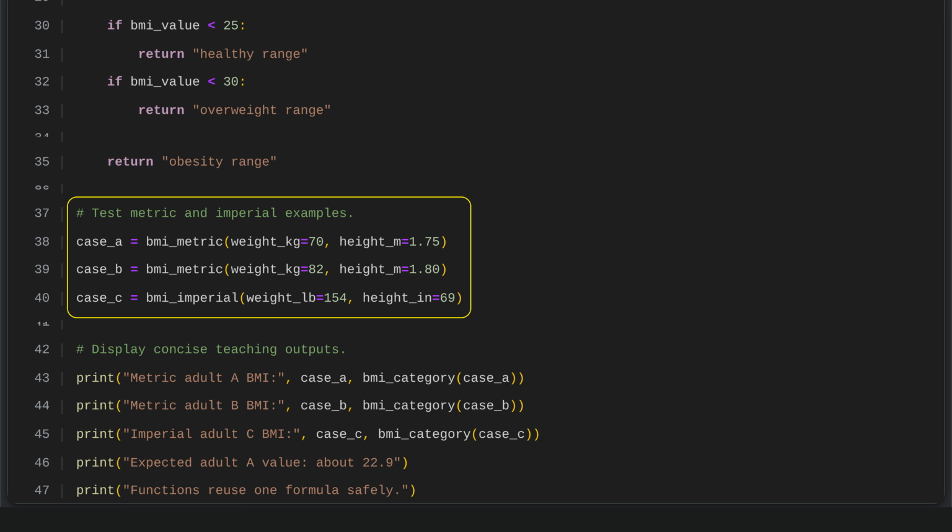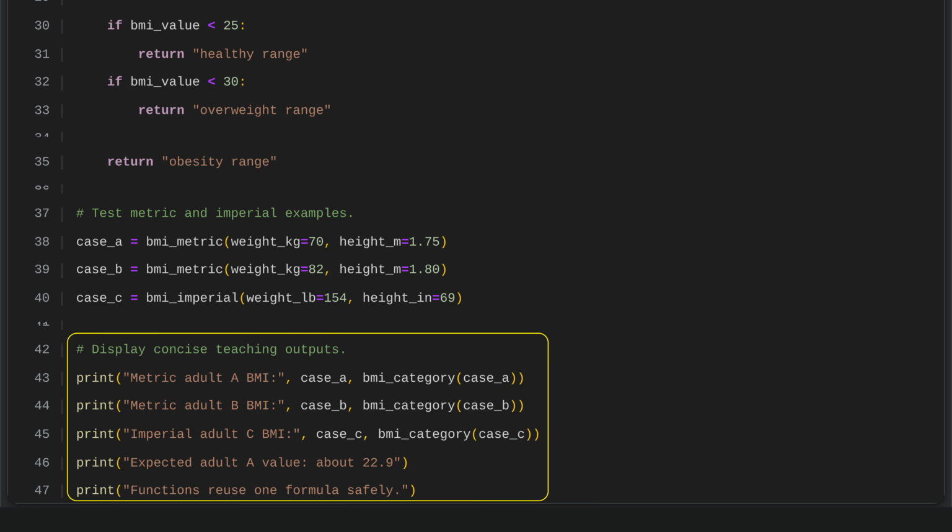The BMI calculations are tested with 3 examples across 2 measurement systems. 2 cases use metric units, with weights and heights in kilograms and meters, and 1 case uses imperial units, with weight in pounds and height in inches. Together, these examples check that the BMI functions work correctly for both metric and imperial inputs.